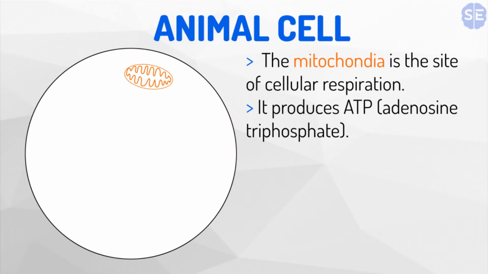The mitochondria is the site of cellular respiration. Due to the fact that it produces ATP, which is the cell's energy currency, it is known as the powerhouse of the cell. The amount of mitochondria in the cell is dependent on the amount of activity that cell does. The more energy the cell requires, the more mitochondria necessary to produce that energy as ATP.